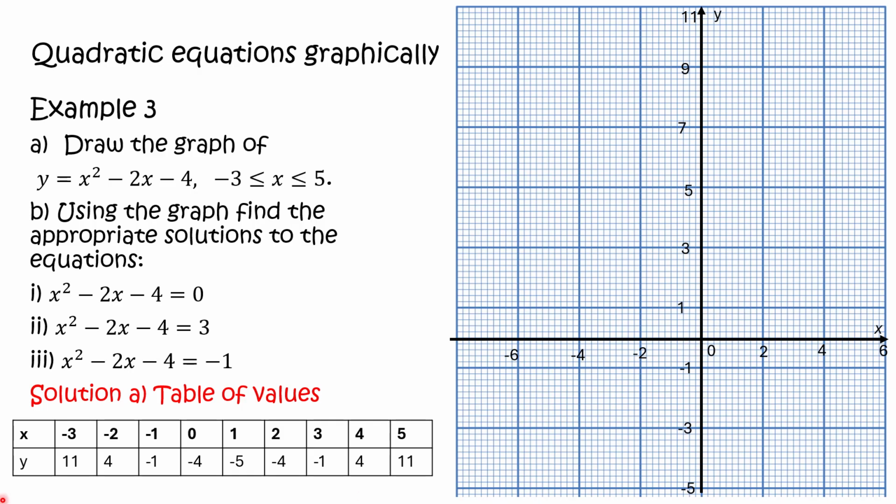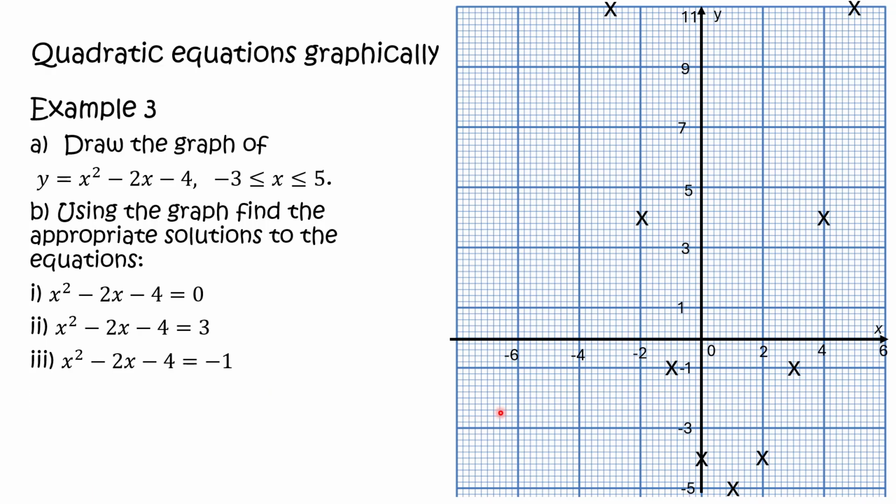Now we go on to plot the points individually. So the first point we have is (-3, 11), which is up there. The second one, (-2, 4), (-1, -1), (0, -4), (1, -5), (2, -4), (3, -1), (4, 4), (5, 11). And of course, the next thing would be to connect the points with a smooth curve, so that we have that curve over here and labeled in that particular way.